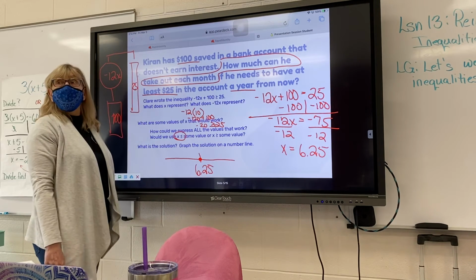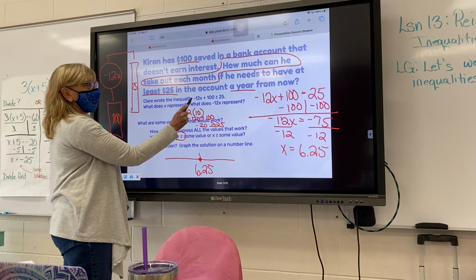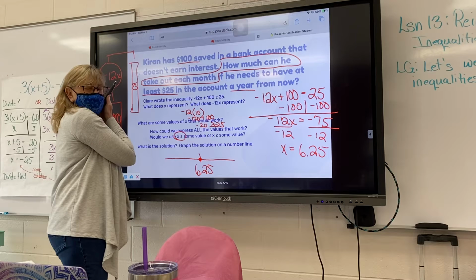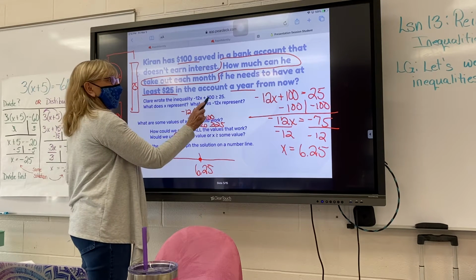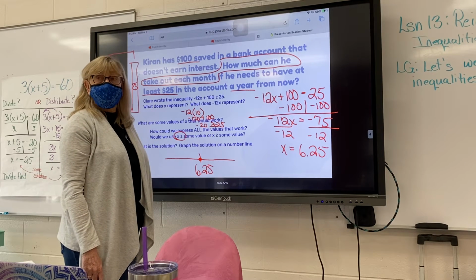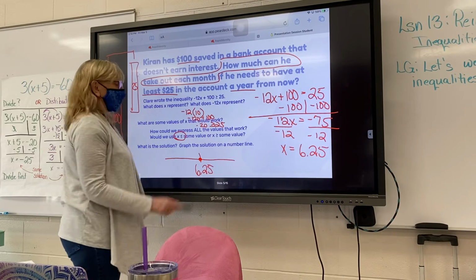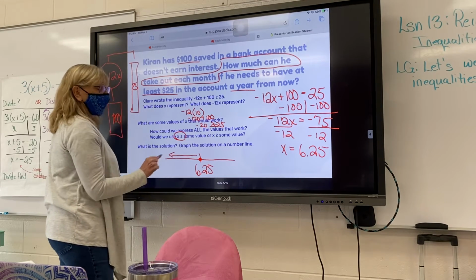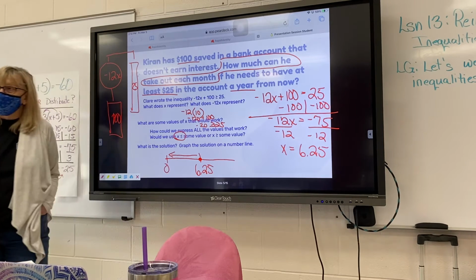I generally pick the number 0, because if I plug 0 in here, what is negative 12 times 0? It's 0. Is 100 greater than or equal to 25? Is that true? Yes. So that means I'm going to shade that way, because 0 is over here somewhere.